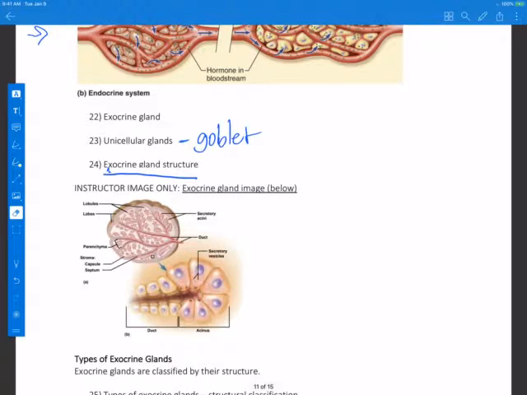So far, I've shown you the capsule, the septa, and the parenchyma. The parenchyma are the cells that perform the tasks of synthesis and secretion of its product. Typically, the parenchyma cells are either cuboidal or simple columnar epithelium.